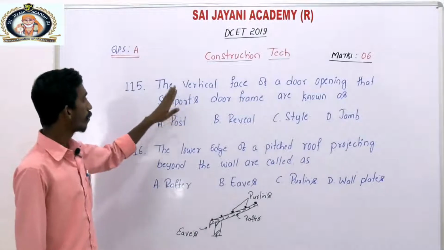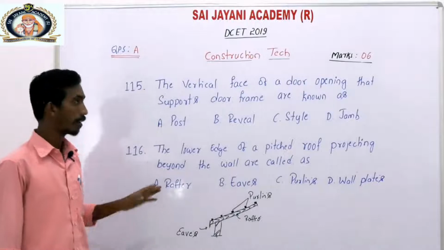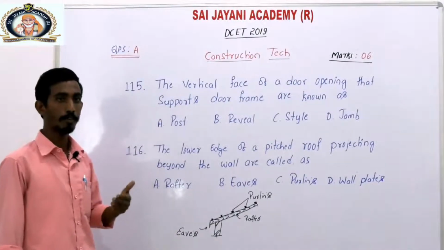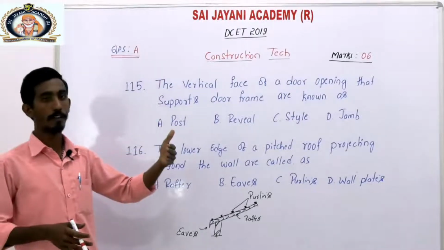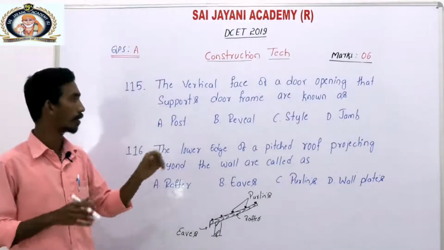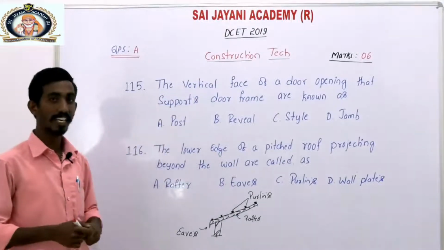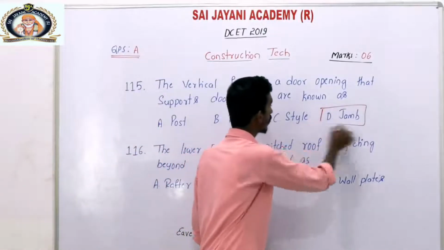Here the question is the vertical face of a door opening that supports the door frame. The door frame is supported on the jamb portion. Jamb portion means in an opening we have a face of wall. To that face of wall we are going to attach the door. Therefore, in the door opening, the frames are supported on the jambs. Right answer for this question is option D, jamb.